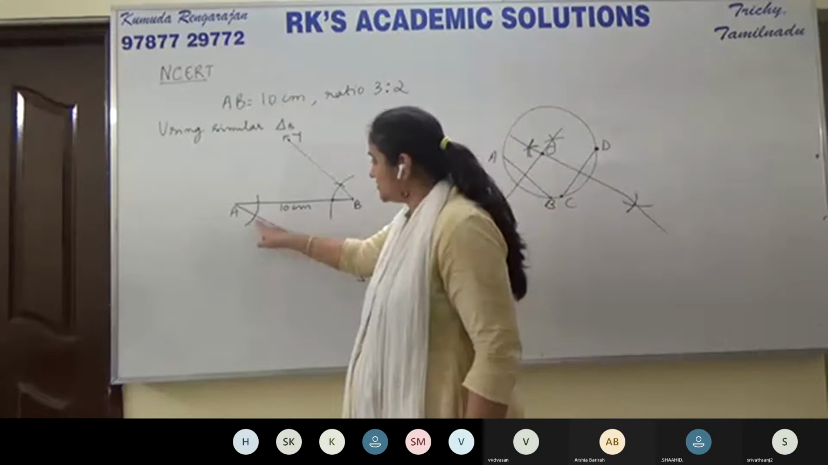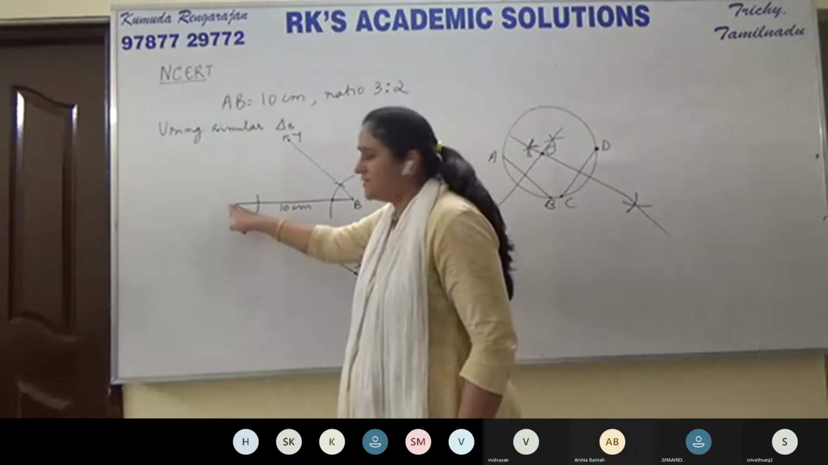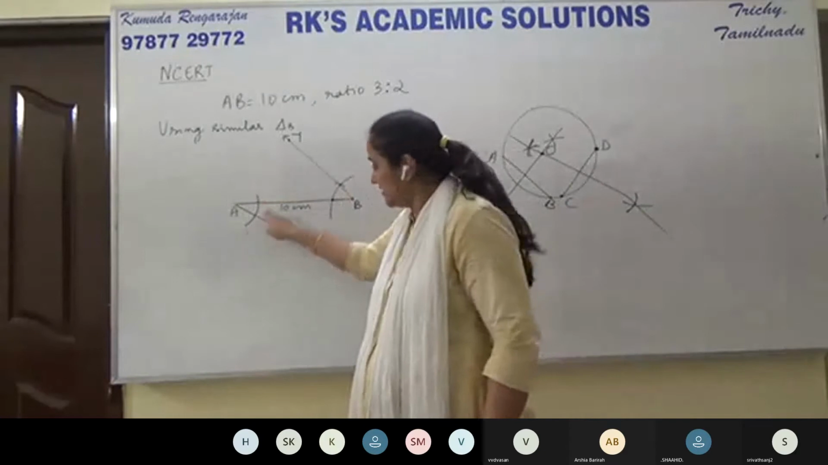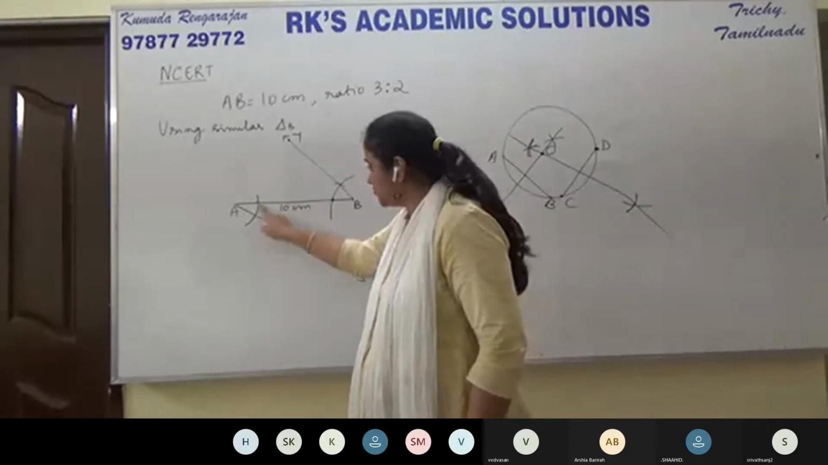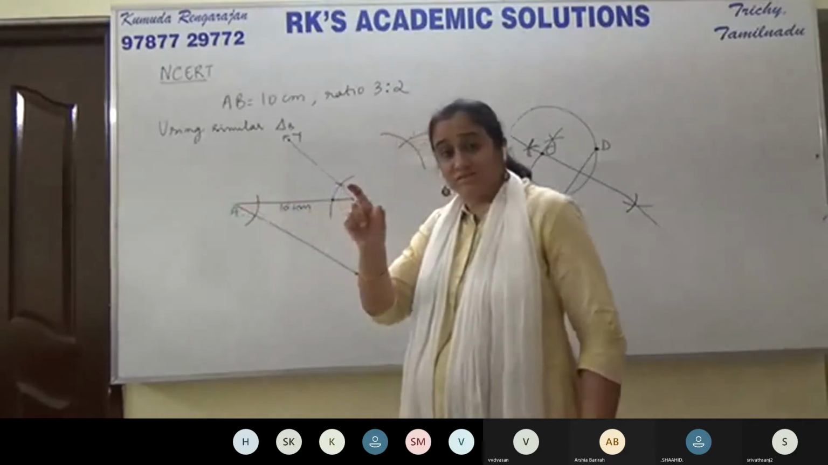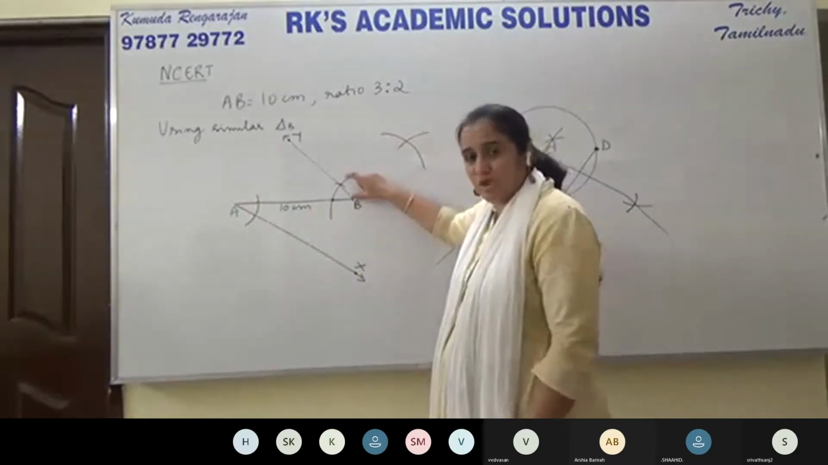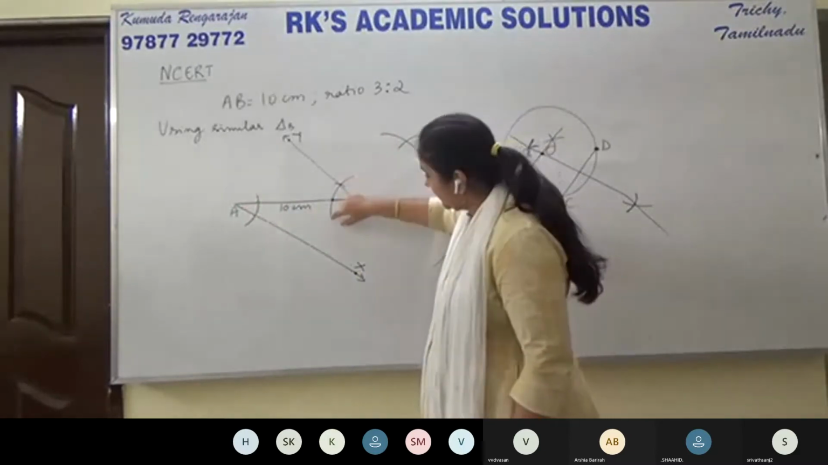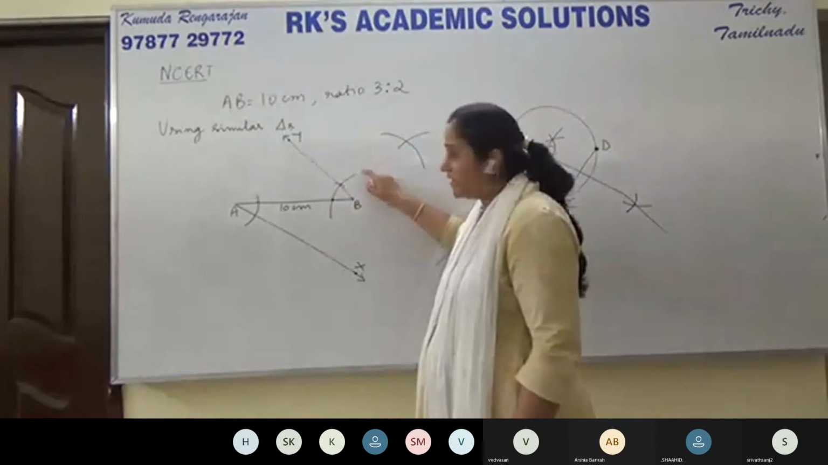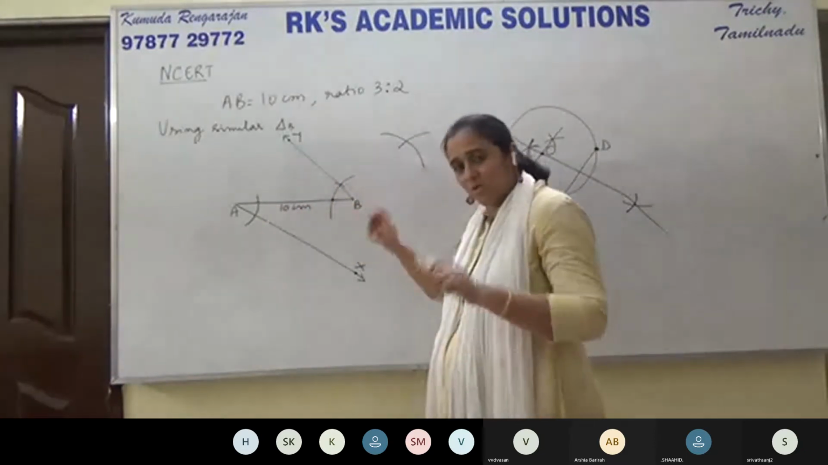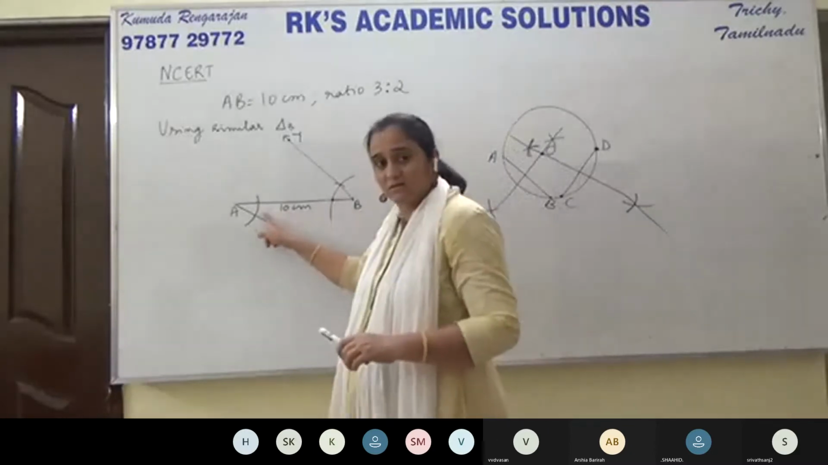So what we did here is, with A as center and any radius, we drew this arc so that it intersects AB and AX at these 2 points. Now we didn't disturb that radius. We brought the same radius to this point B. We put the compass tip at B and we drew an arc. That arc should intersect AB. Finished.